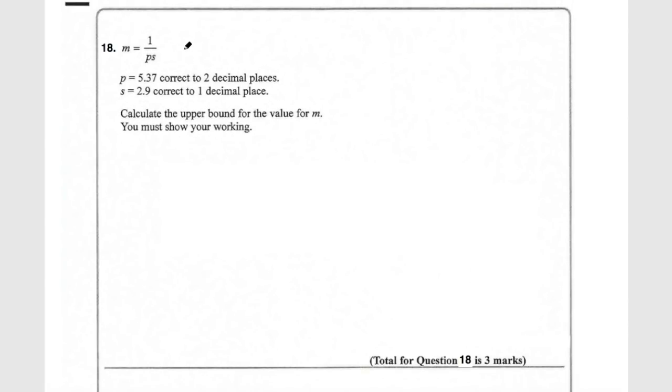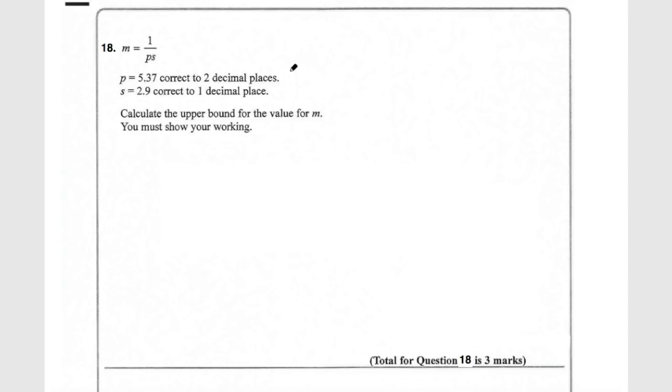Question 18 says m equals 1 over p times s. P equals 5.37, correct to 2 decimal places. S equals 2.9, correct to 1 decimal place. Calculate the upper bound for the value of m. You must show your working.